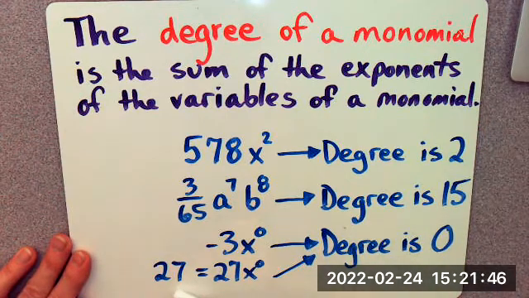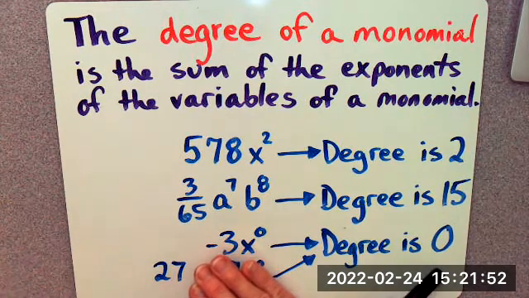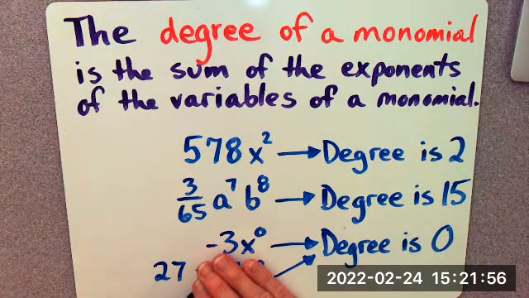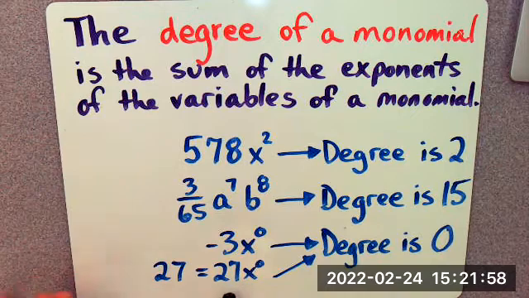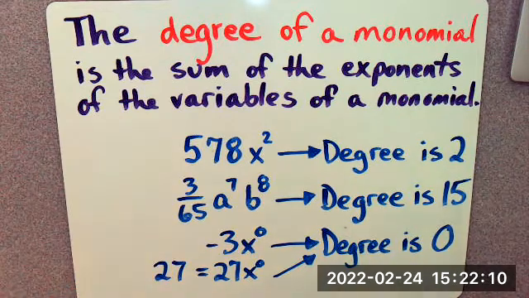If I just have a plain number 27 without that x to the 0, it still has a degree of 0, because 27 is the same thing as 27x to the 0. If we remember, x to the 0 equals 1. So 1 times 27 is 27. So constants still have a degree of 0.